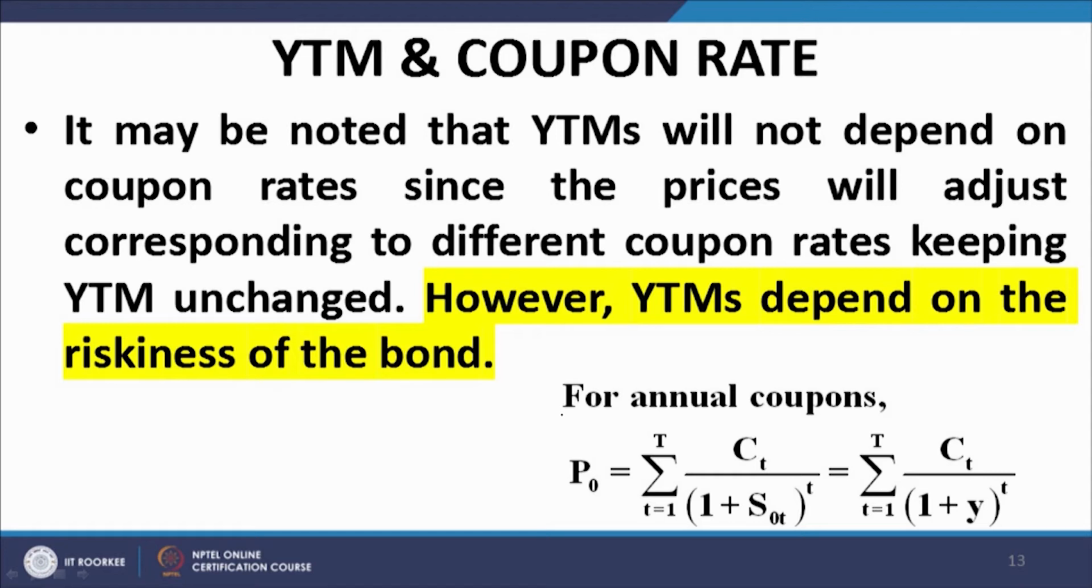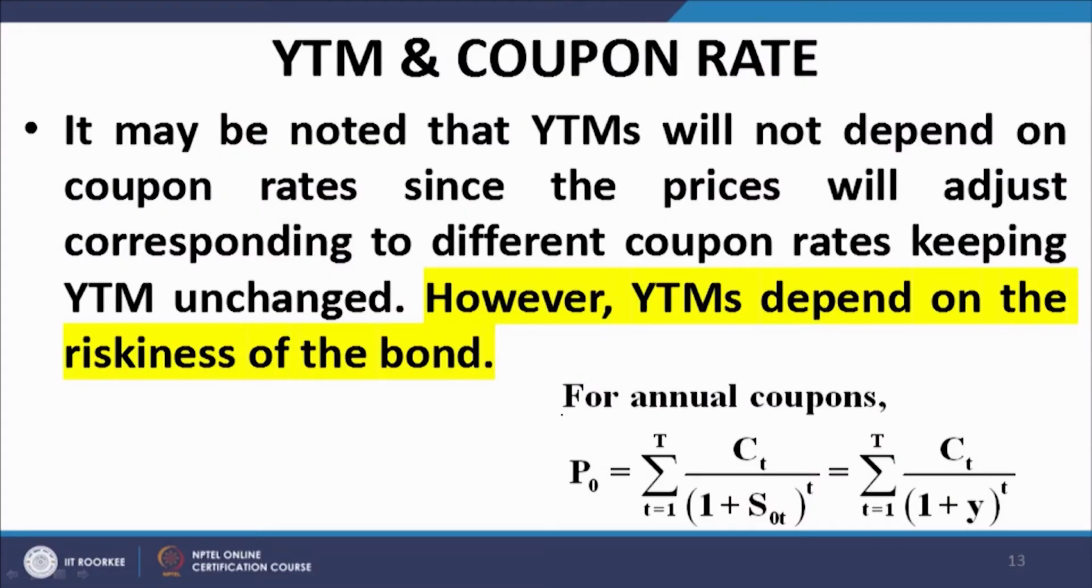Suppose you have two bonds A and B, and the cash flows that arise from bond A are exactly twice the cash flows that arise from bond B, and the market perceives that the riskiness in the realizability of the cash flows of bonds A and B is identical. Then what will happen? The price of A would turn out to be twice the price of B, and as a consequence, the YTM of both A and B would remain the same.